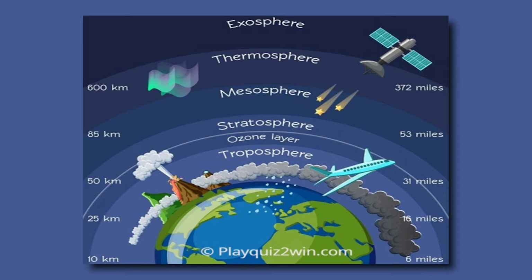When we look at this picture very well, the first layer we see is called troposphere. Can you repeat it after me? Troposphere. Now, troposphere, as we can see from the picture, is where we have aircraft flying. Also, the next region, which is of interest today, is stratosphere.